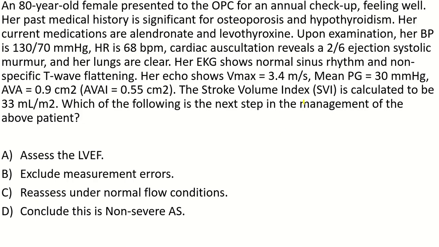The patient has a Vmax of 3.4, which is low, and a mean pressure gradient of 30. Both of them are below the threshold to diagnose aortic stenosis. However, here the aortic valve area is 0.9, less than 1, which is suggestive of aortic stenosis. The stroke volume index is calculated to be 33, which is below 35. Therefore, the best next step is to evaluate the left ventricular ejection fraction.